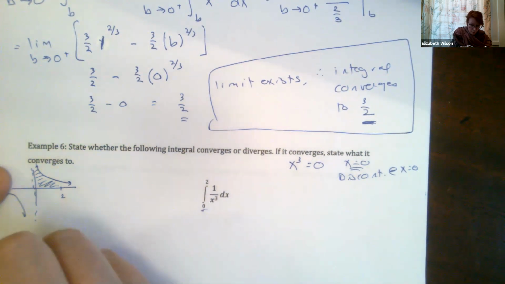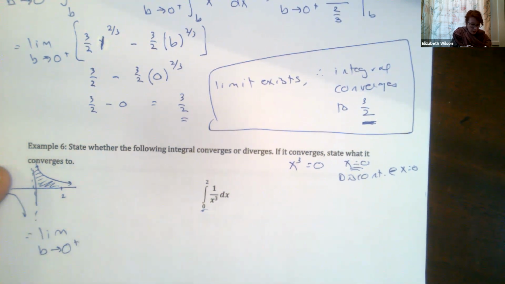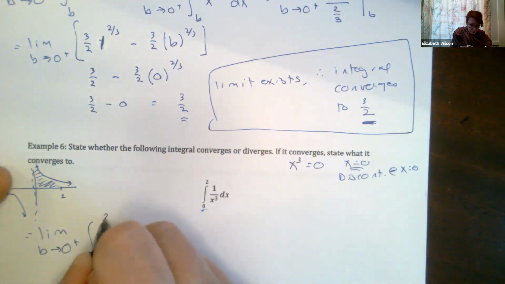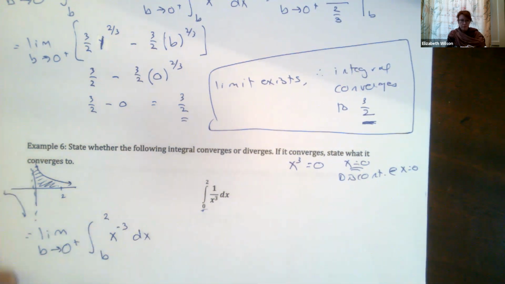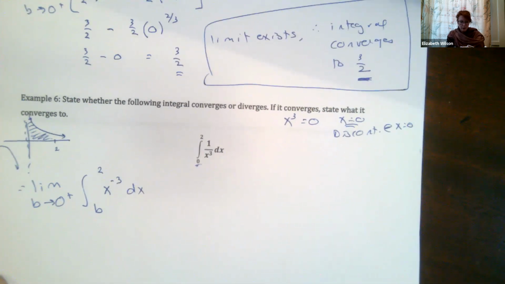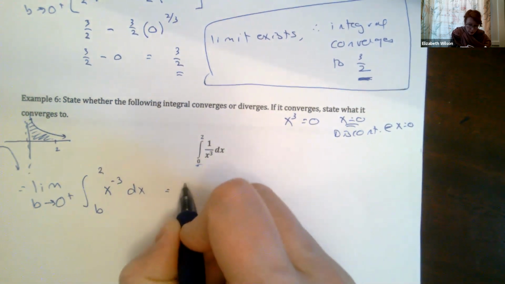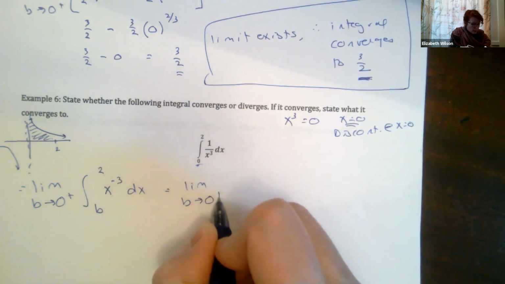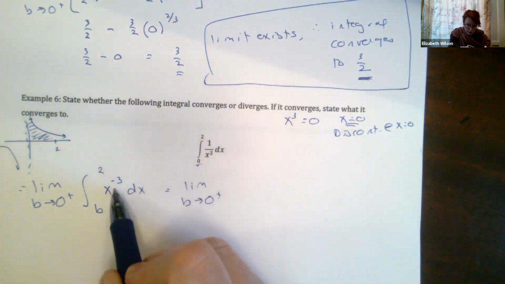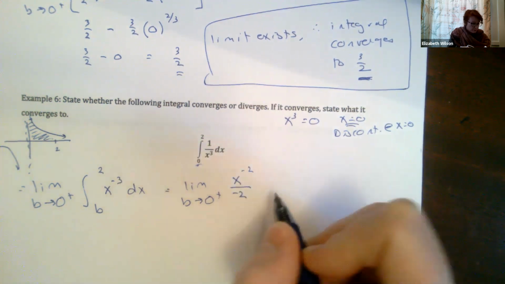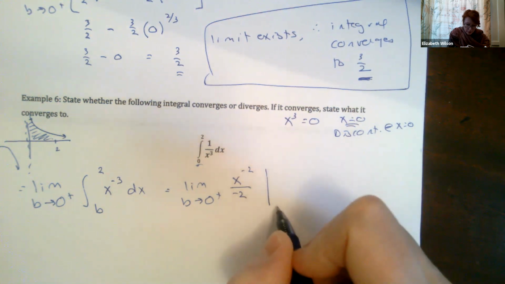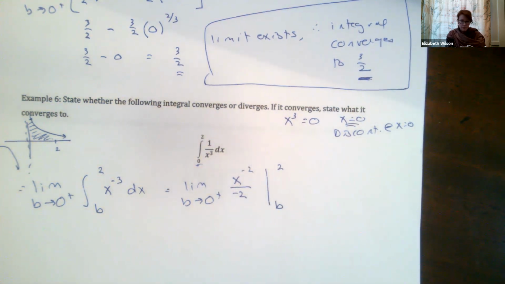So let's rewrite this. So the limit as b goes to zero from the right-hand side, from b to 2, I'm gonna rewrite this as x to the minus 3 dx, okay? Because it's in the denominator, so I just bring it up, I can do the power rule on this, which is gonna look like the limit as b goes to zero from the right-hand side. So the power rule says I'm gonna increase this by one, so this is x to the minus 2, and I'm gonna divide by minus 2. And I'm going to evaluate this from b to 2.